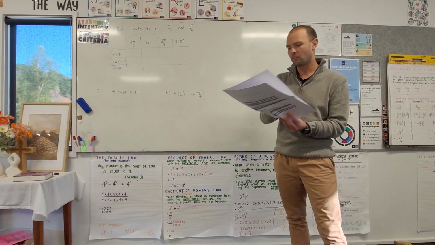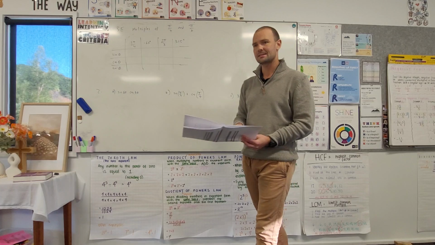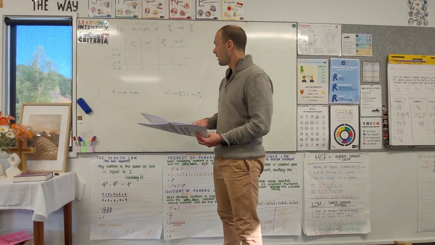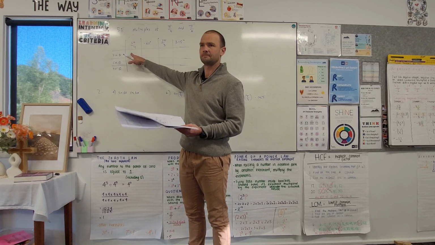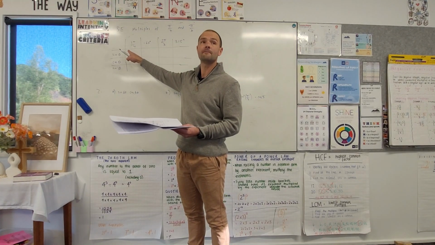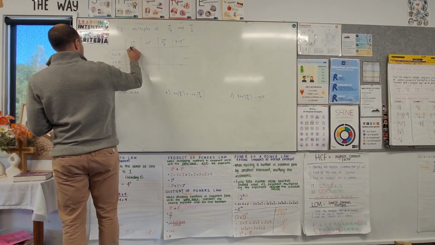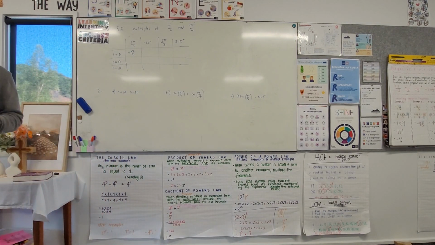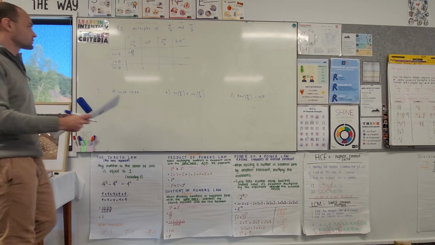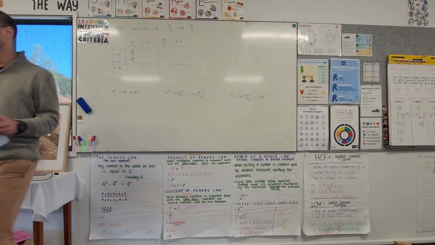5 pi on top of 4 corresponds with 225 degrees. That's the degree angle. And we are asked to fill in what is sine of theta at that point. Now sine is the y value. So what's the y coordinate there? We have minus root 2 on top of 2. What's the cos value? Minus root 2 on top of 2. And what's the tan value?